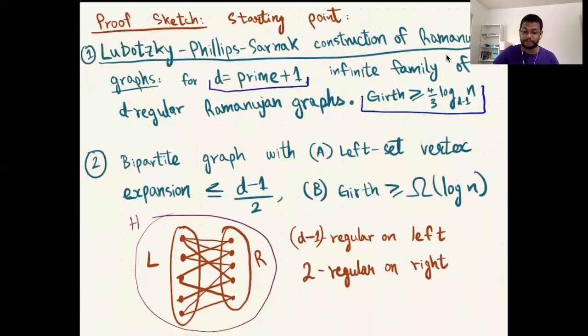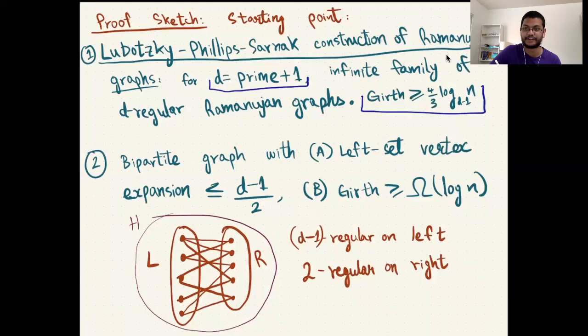And the starting point of this construction is actually a construction of Ramanujan graphs which have high girth. Namely, Lubotsky, Phillips, and Sarnak gave a construction of Ramanujan graphs which were d-regular, where d was a prime number plus 1. And in this infinite family of graphs that they gave, the girth was actually at least 4/3 times log n base d minus 1.